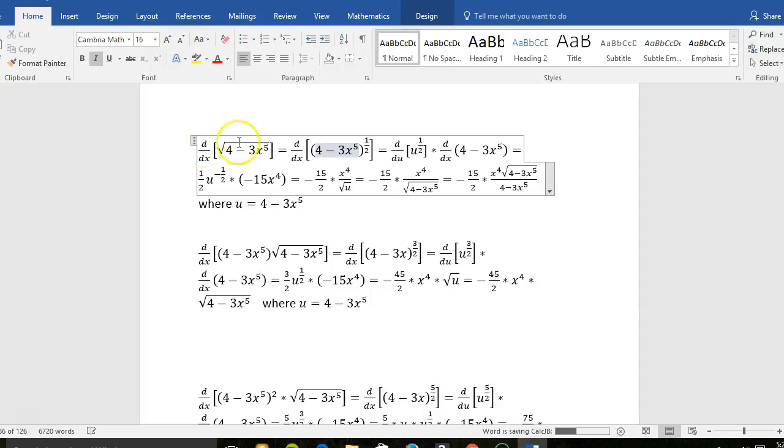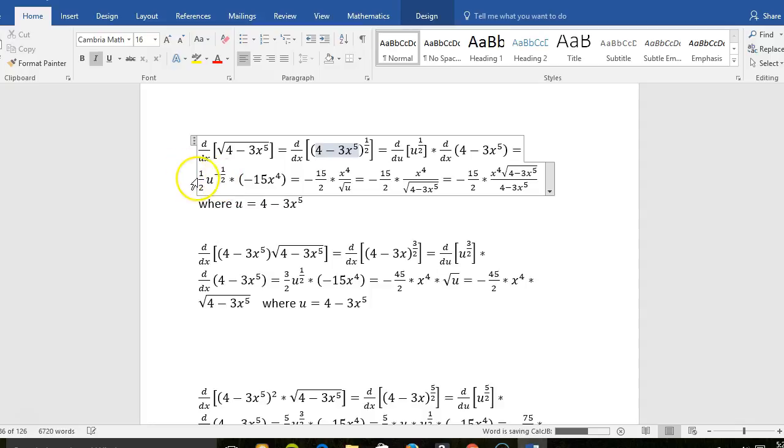D by dx of the square root of 4 minus 3x to the fifth. That's d by dx of the entity 4 minus 3x to the fifth, in parentheses, to the half power, because the square root is the half power. And then indeed we deploy the chain rule. We let u equal 4 minus 3x to the fifth power. So we have d by du of u to the half times now the d by dx of the interior, 4 minus 3x to the fifth.